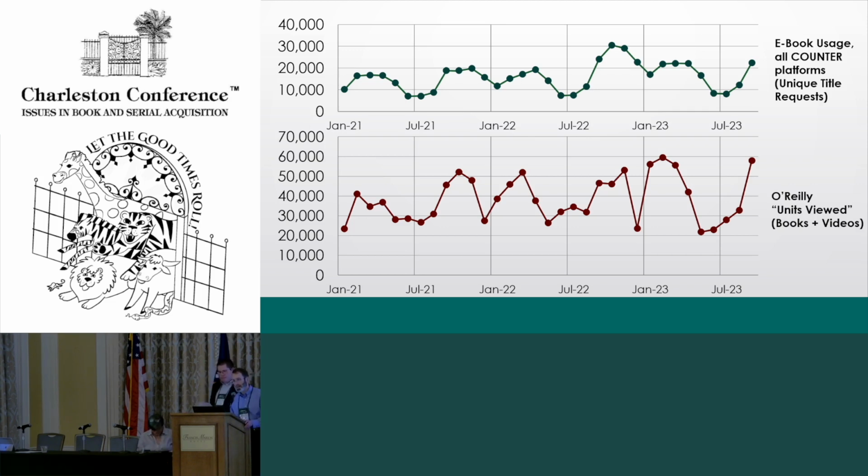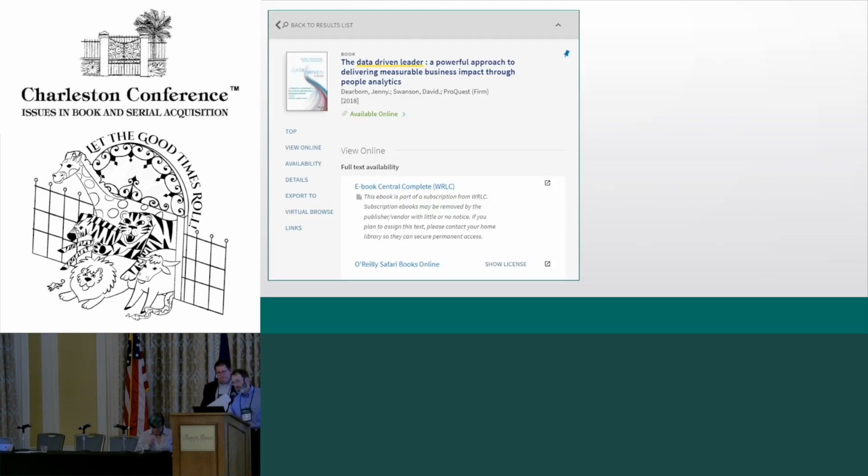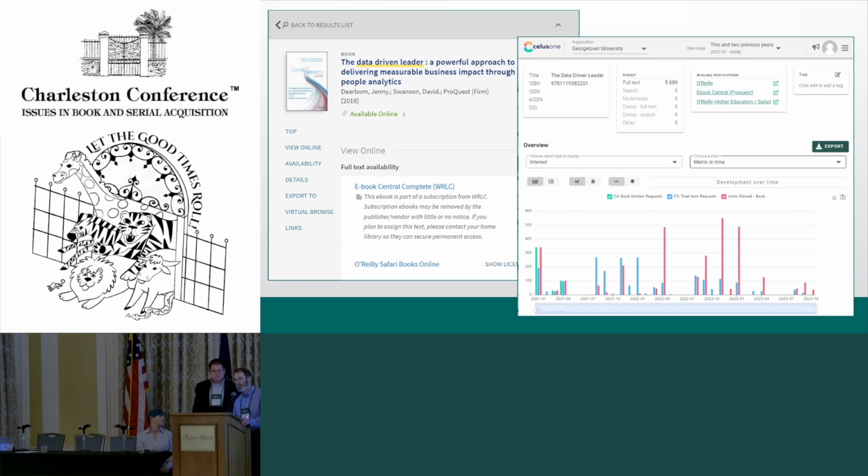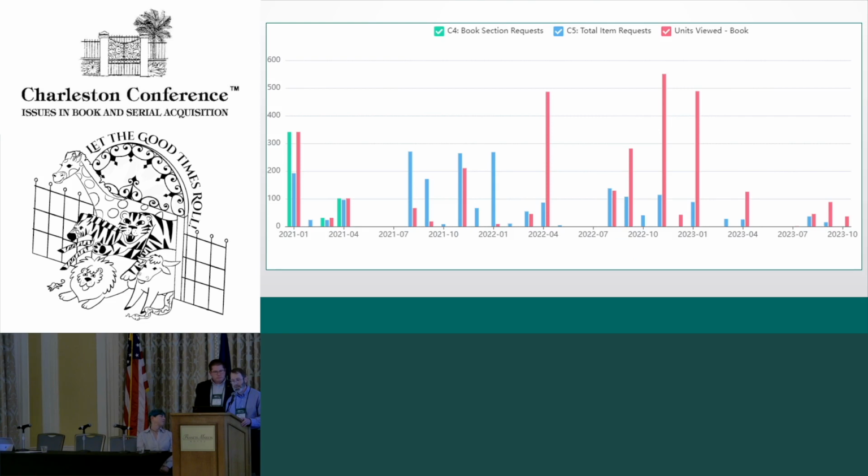In addition to looking at trends on overall usage, we can also use CELUS to look at trends for individual ebook usage. So we do have some ebooks that are available on multiple platforms. Here's one called The Data-Driven Leader, which we have available through ProQuest eBook Central Complete, which provides reports using COUNTER. And we also have it available on O'Reilly, which, as Mark just said, provides different sorts of non-COUNTER reports. Here's what the title view looks like in CELUS, and I know that this is very, very hard to read, even if you're in the front. So I tried to expand the graph on the bottom a little bit, and this is as big as I could get it on the slide.